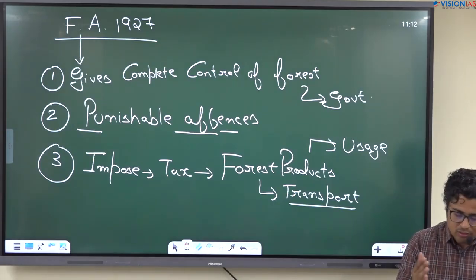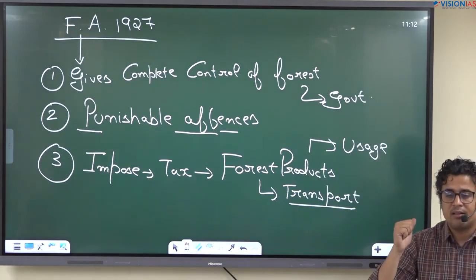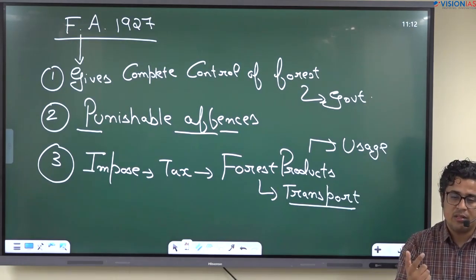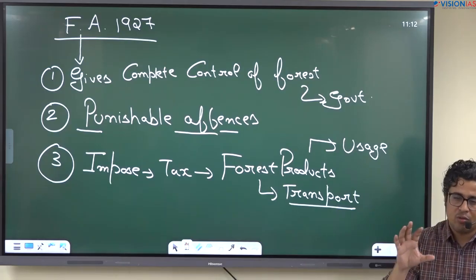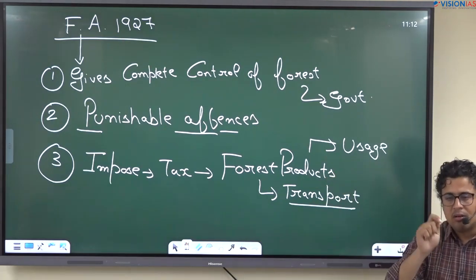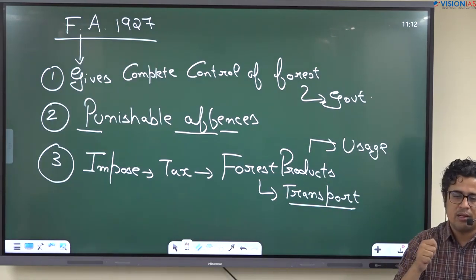So it does not talk about animals because Britishers made this act, but they were hunting also. They used to hunt wild animals. So Britishers never made an act to stop hunting. This act is about the cutting of trees, taking medicinal plants.